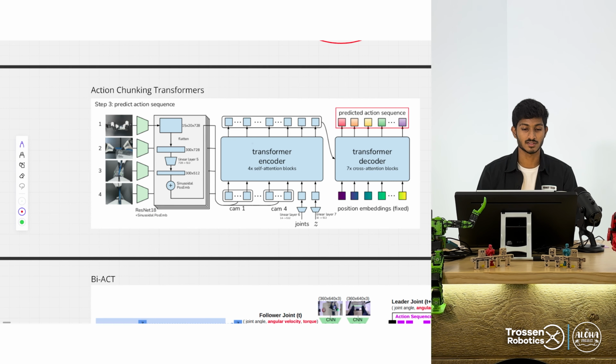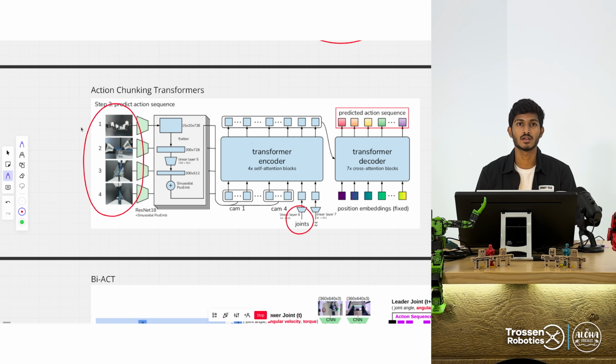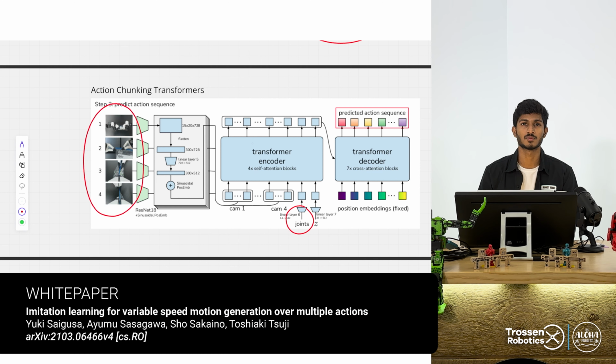ACT predicts actions by utilizing joint positions and image information, but it does not incorporate force information. An imitation learning algorithm proposed by Skyno uses both position and force information, but it relies on LSTM for handling time series data.